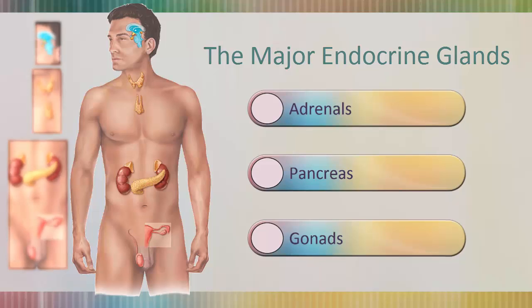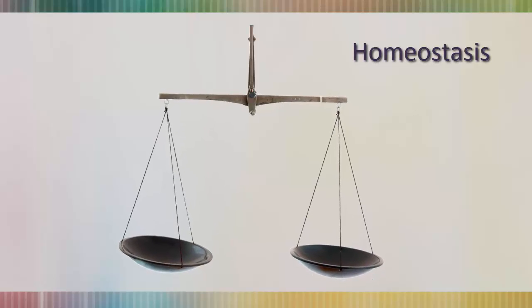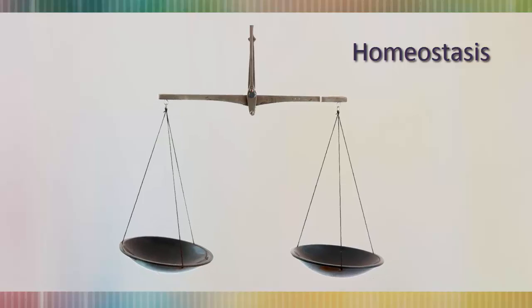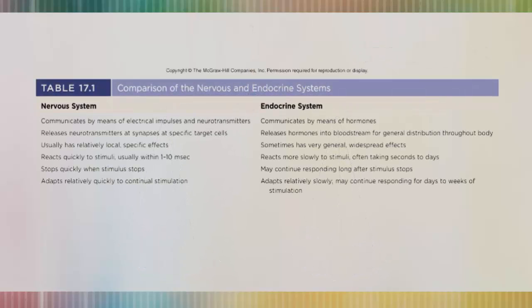Hello everyone, we will begin our studies in A&P with the endocrine system. Along with the nervous system, these two systems regulate all of the cells of the body to maintain homeostasis. The two systems work in tandem, but they differ in how they accomplish their tasks. Let's take a look at this table. It's a very good synopsis of how these two systems compare.